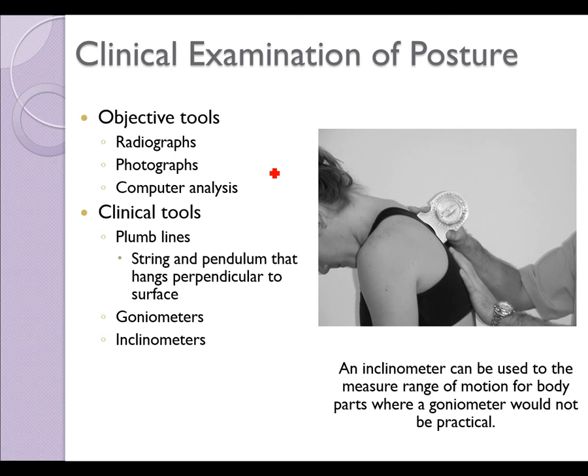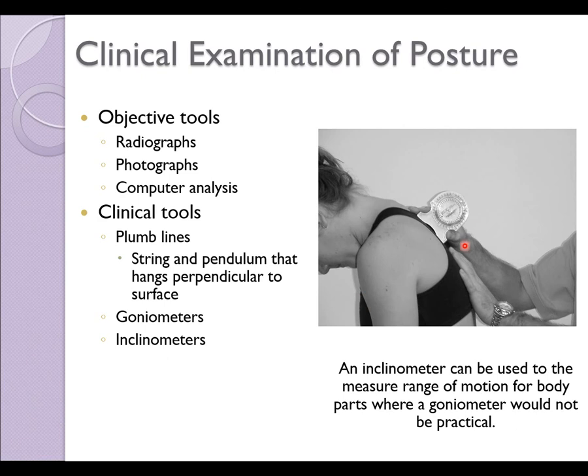Other tools that we're going to use in class or in lab, we're actually going to be using plumb lines. A plumb line is a string with a weight at the end of it, and its job is to hang perpendicular. That's it. Because it's going to be a known reference point. We know that that line is perpendicular. So when the person stands against it, we can see if they're leaning one way or the other because we have a reference point.